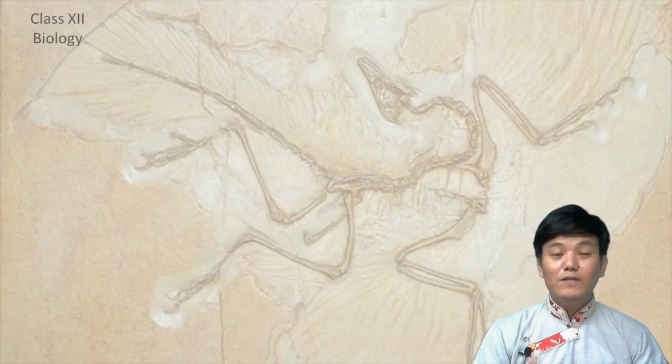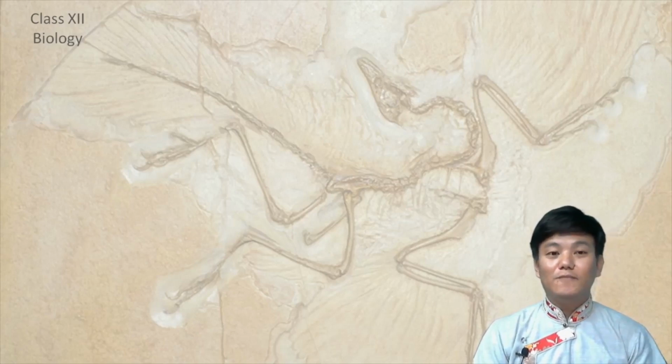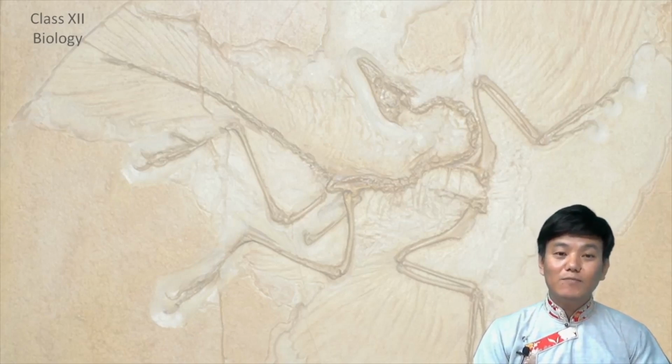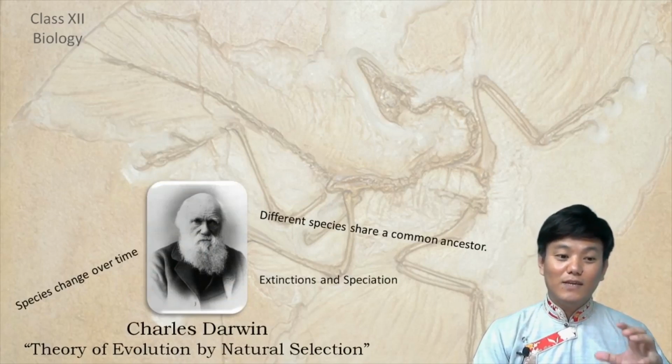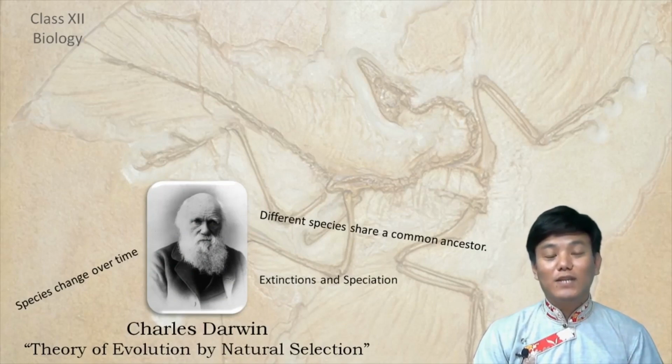In our previous video we discussed the origin of life, that is how life first appeared on Earth, and then we discussed the evolution of life, that is how life diversified. And in order to explain the evolution of life, we discussed Charles Darwin's theory of evolution by natural selection, in which he said that the evolution of life forms is driven by evolutionary forces such as natural selection.